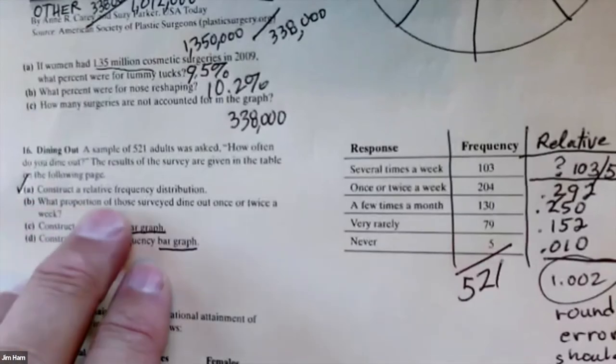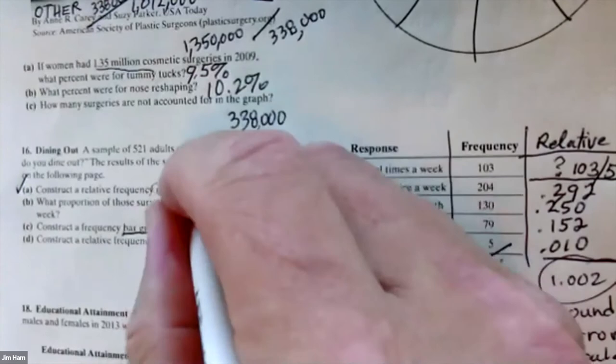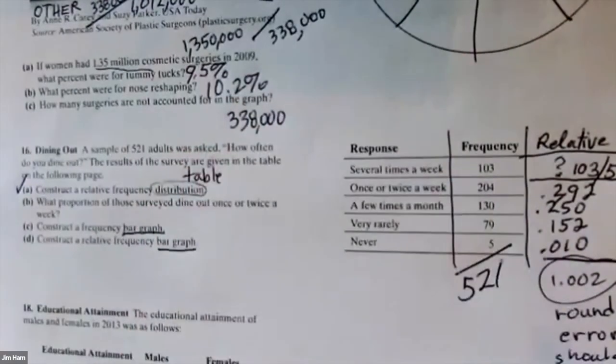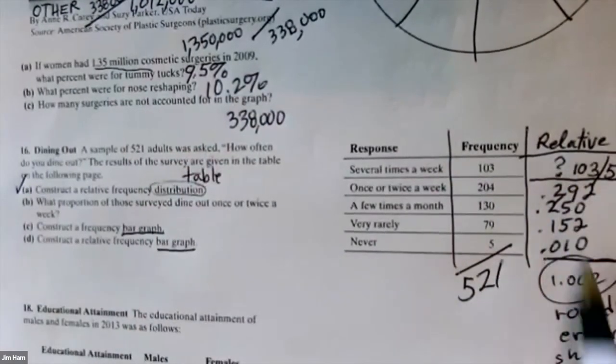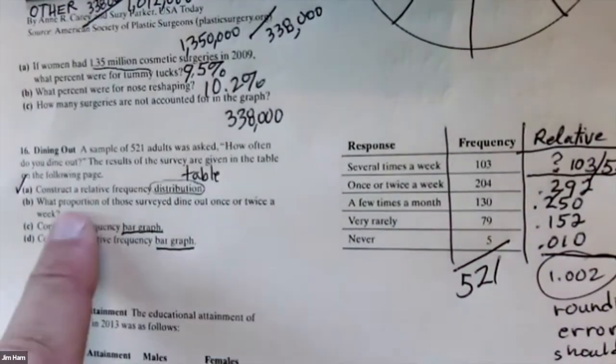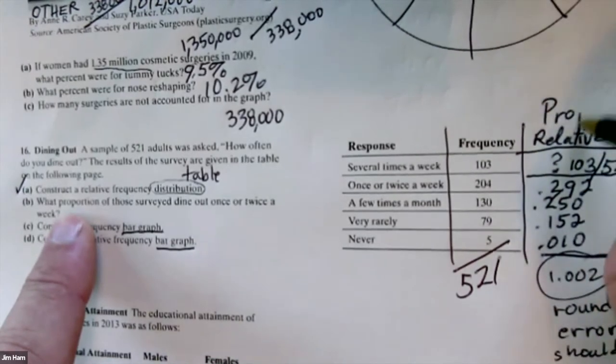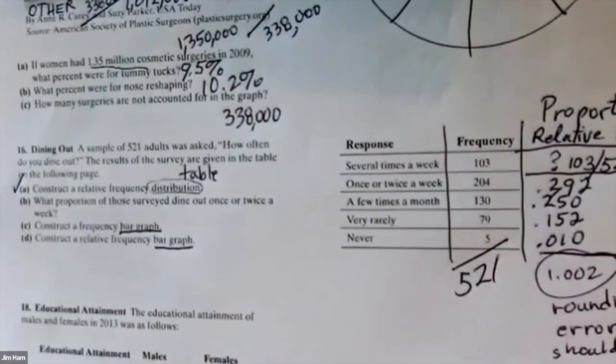Okay, now when you add this column right here to this table, you have completed question A, where it says construct a relative frequency distribution. Distribution, another name for that is table. We have most of the table here. We just had to add the last column. What proportion? Okay, another name for relative frequency is proportion. Calculated in exactly the same way.